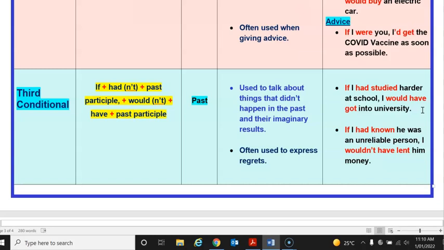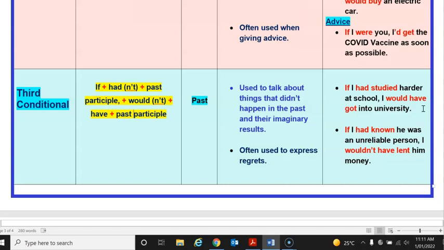So I didn't study hard at school and I didn't get into university, but if I had studied harder, I would have. So again, it's something that didn't happen. We can't change it. It's impossible. It's imaginary. And it's a way of expressing that using the conditional. We have if plus had plus past participle, comma, I would have plus past participle, got into university.